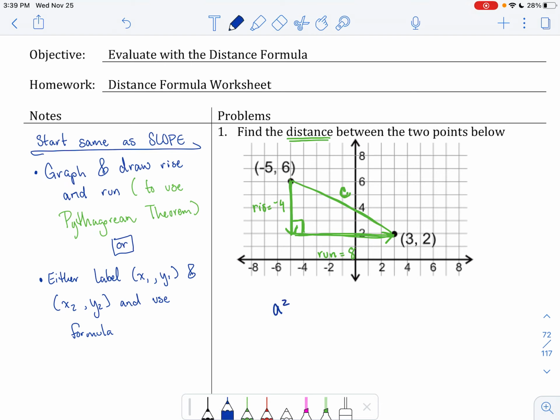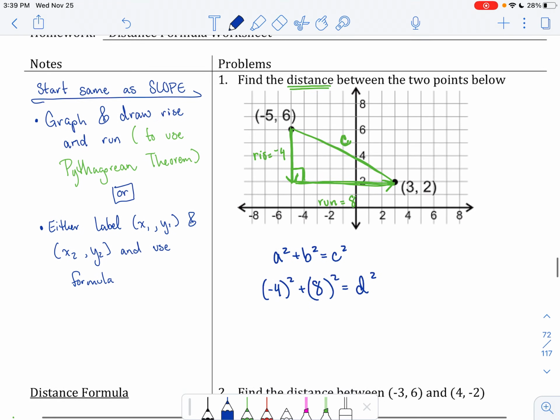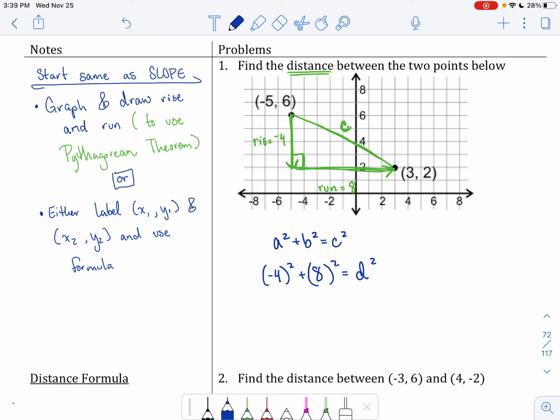Now we're going to use the Pythagorean theorem. So we'll start with a squared plus b squared equals c squared. Our a and b are our rise and run. So in this case, negative 4 squared plus 8 squared is equal to whatever that distance is squared. I'm going to use d for distance. And now we can simplify. Negative 4 times negative 4 is positive 16. So make sure that you're dealing with your negatives correctly. As we talk about with distance, it is always positive. So if you end up with a negative here, you know you've done something weird.